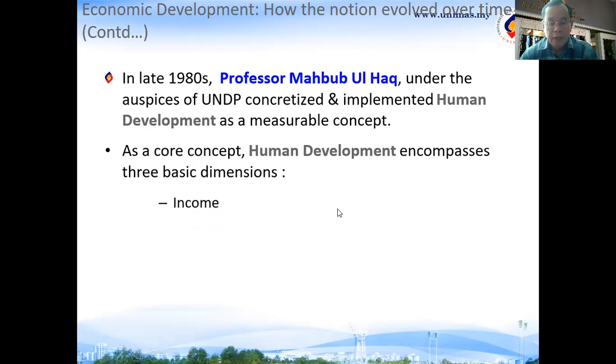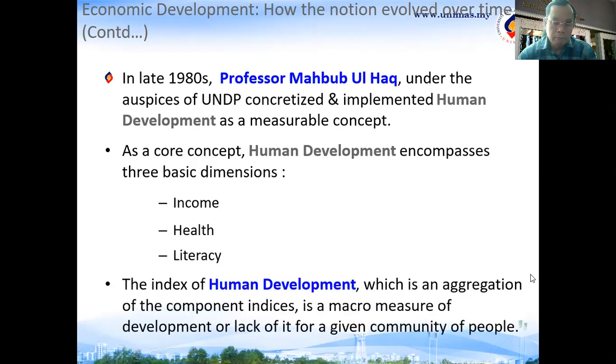As a core concept, human development encompasses three basic dimensions, and that we have seen last week. Number one is income, because income is the means for you to get or to buy or to access whatever you need, food or whatever. Then health. Health is important because if you're not healthy, then you can't work, and because you can't work, you're not earning. So health is very important, and literacy. Your education, which is also very important, at least in the modern day. So the index of human development is an aggregation of the three dimensions just now: income, health, and literacy.